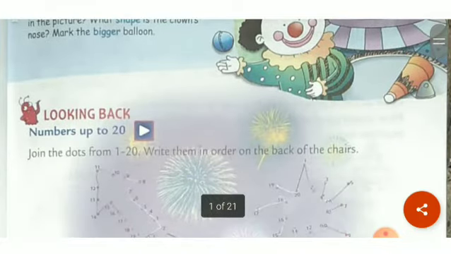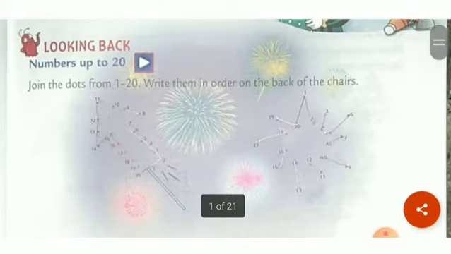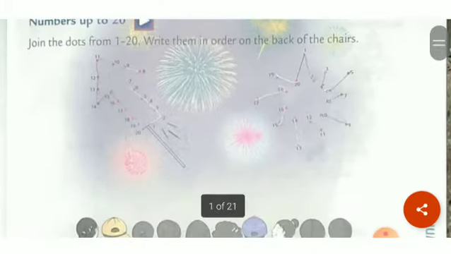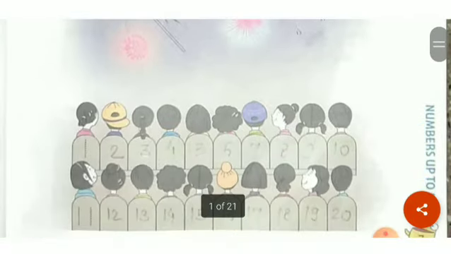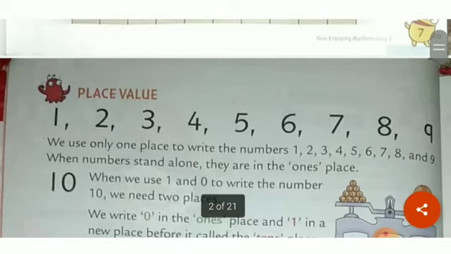So you have to open page number 7. On page number 7, the looking back section is given. So you have to complete this looking back by joining all the sequential dots. This is given to check your previous knowledge. Complete it. And then the next first topic is place value.